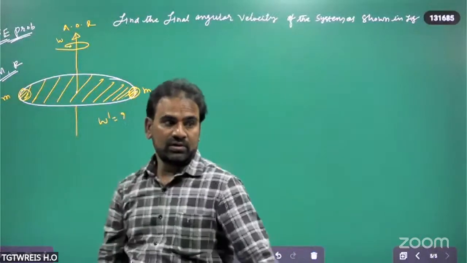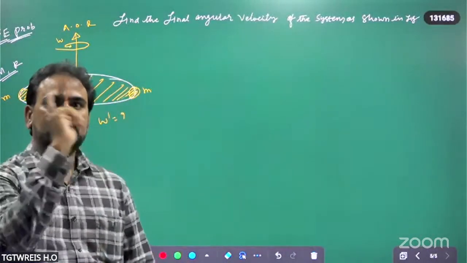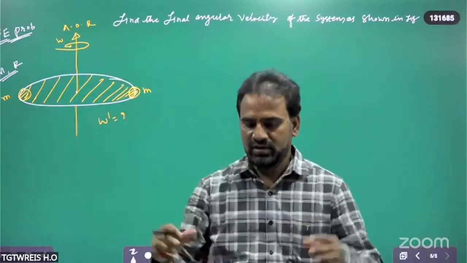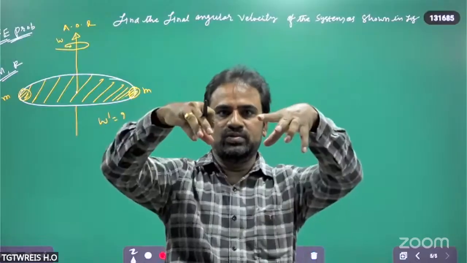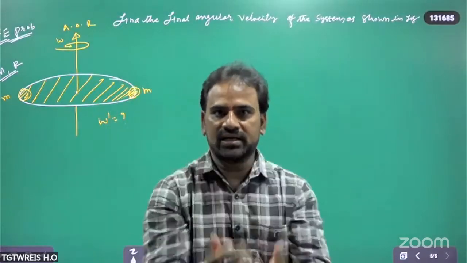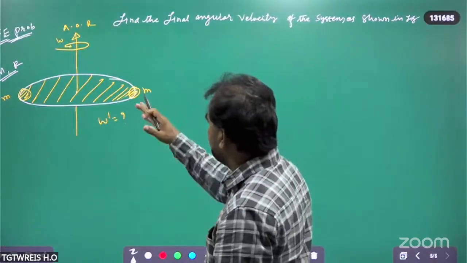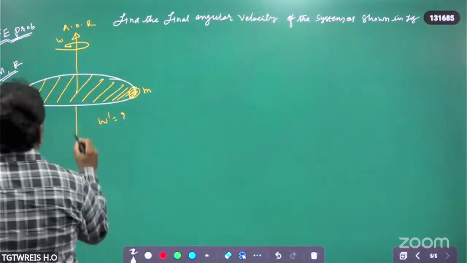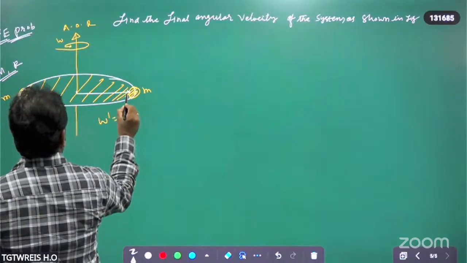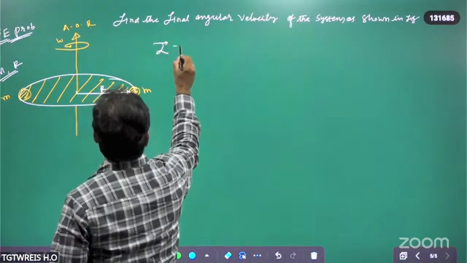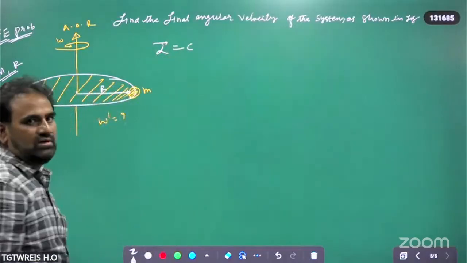When the disk is rotating like this, it has some angular velocity initially. When two particles are gently placed over it, its angular velocity automatically changes. This is a disk which is rotating. Let's take the radius of the disk as r, which we have already taken. Therefore, angular momentum L is constant.